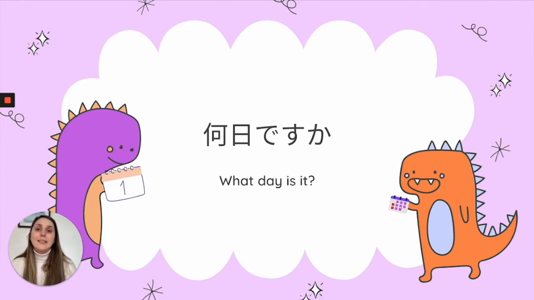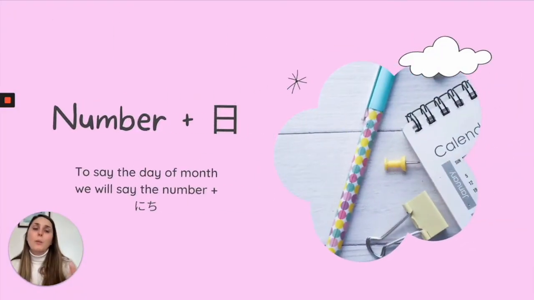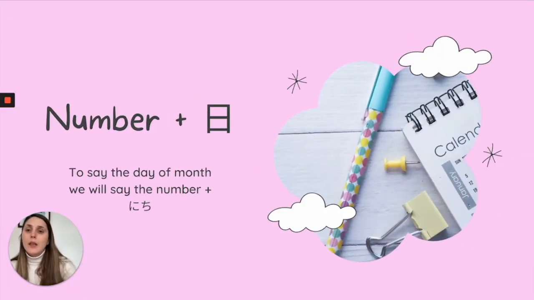So we would say, 何日ですか? 何日ですか? What day is it? 何日ですか? Then to say the days of the month, it's very simple. You say the number and then you say nichi. So for example, let's say we want to say it's day 12, the 12th. 12日 is the day 12, so we would say 12日. So you say 12 and then you add nichi.